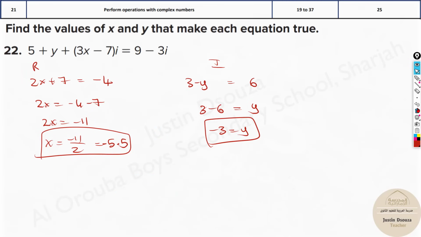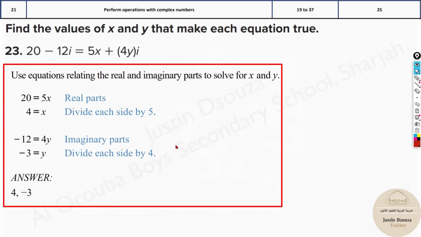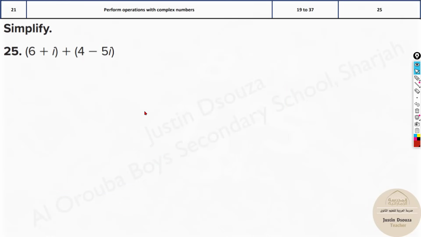And now here, it's the same method. Please do check the solution for this. Try it by yourselves and then look into the solution. Now we will go to the next type of problems. These are the simple ones.